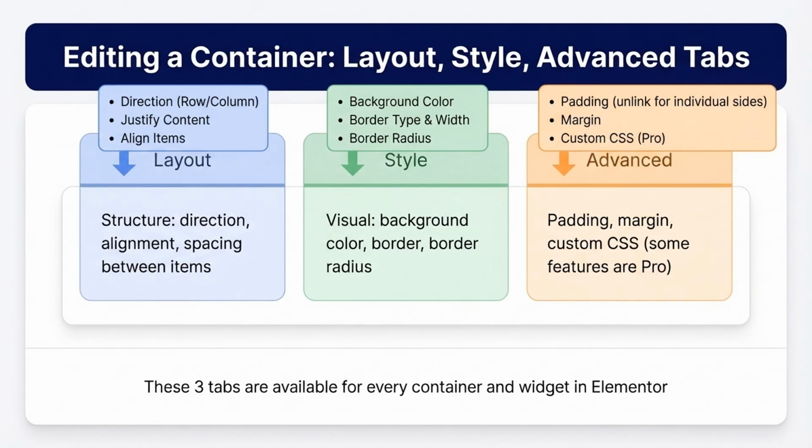Let's break down each tab more specifically. In Layout, you set direction and alignment. This is how you center things or space them out. In Style, you apply the background color, add a border, or round the corners with border radius. In Advanced, you use padding to push content away from the edges, and you can unlink the padding values to set different amounts on each side individually.